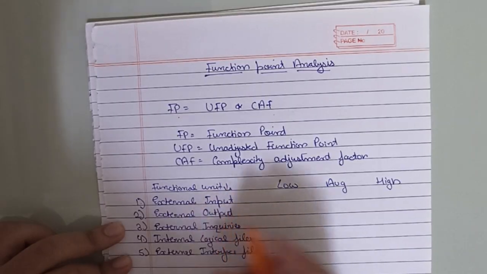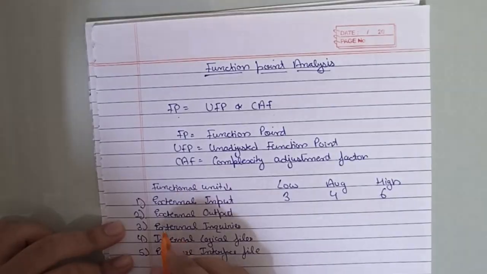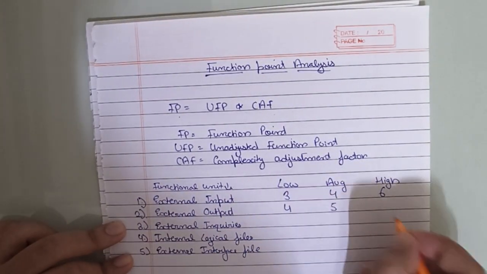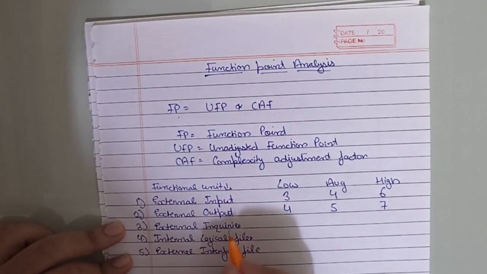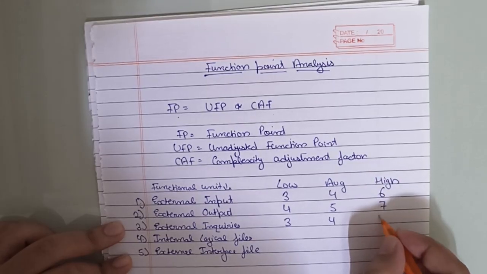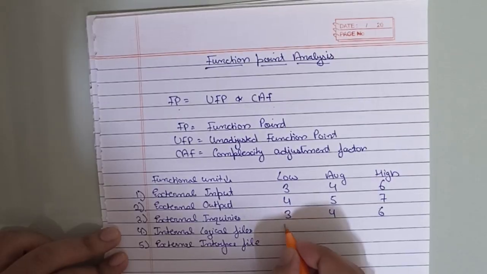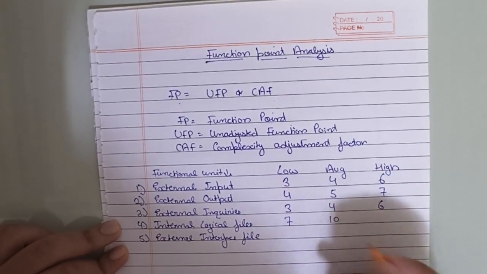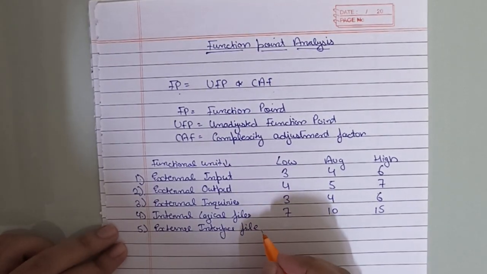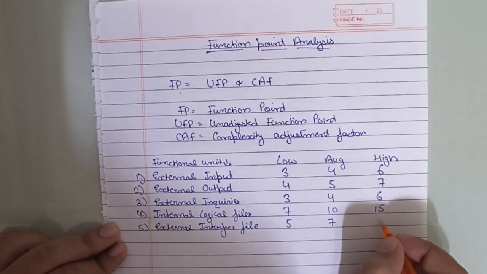First, the external input, low is 3, average is 4 and high is 6. External output, low is 4, average is 5 and high is 7. External inquiries, low is 3, average is 4 and high is 6. For internal logical files, low is 7, average is 10 and high is 15. For external interface file, low is 5, average is 7 and high is 10.